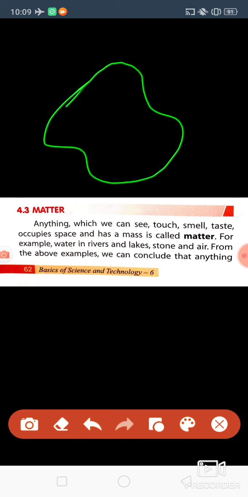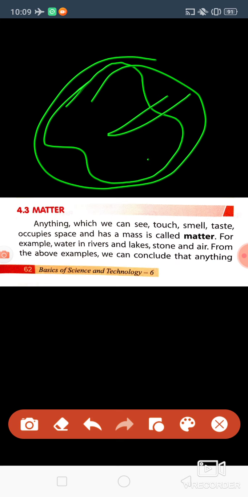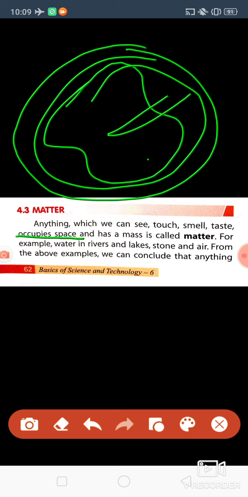Suppose I am taking the example of one stone. Here it is, roughly I am drawing one stone. According to the definition, can we see it or not? Yes, of course we can see the stone. Can we touch the stone? Yes, of course we can touch it. And it is occupying space, this much space it will occupy. So we can say that stone is matter.